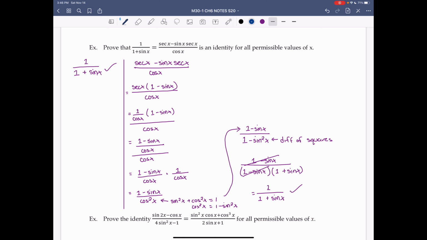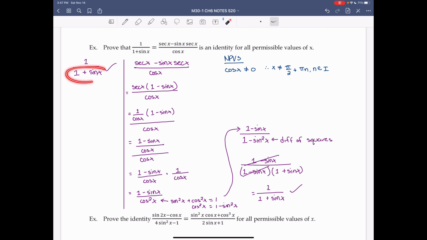Now I need to do my NPVs. What do I have in my denominator? On this side I have cos x all the way along, and cos squared x. So for that side, we have that cos x cannot equal 0, which we've seen many times now. So x cannot equal pi over 2 plus pi n, where n is an element of the integers.